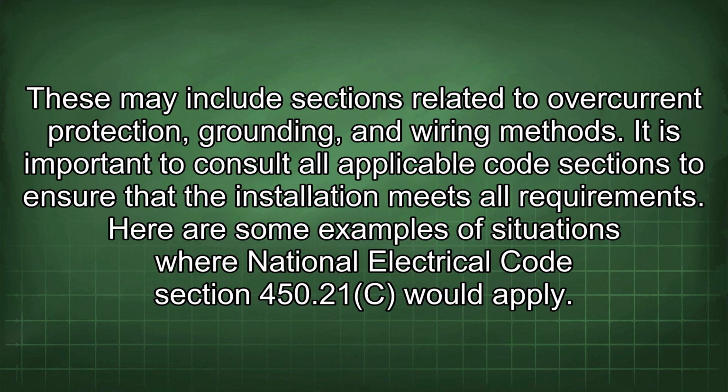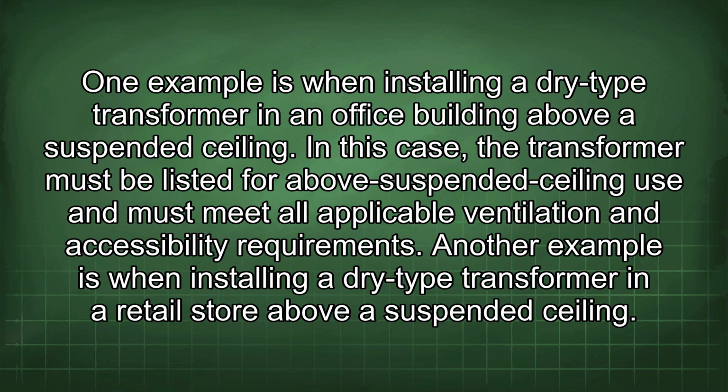Here are some examples of situations where National Electrical Code Section 450.21c would apply. One example is when installing a dry-type transformer in an office building above a suspended ceiling. In this case, the transformer must be listed for above suspended ceiling use and must meet all applicable ventilation and accessibility requirements. Another example is when installing a dry-type transformer in a retail store above a suspended ceiling.